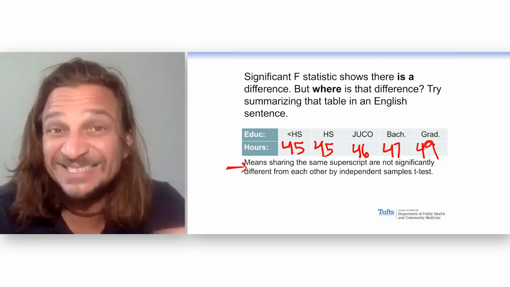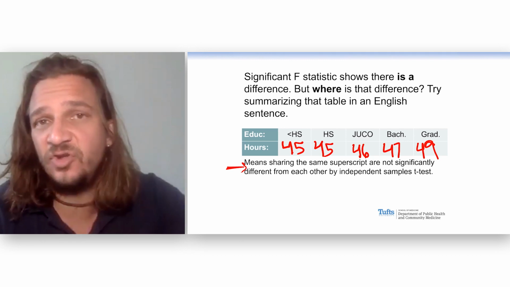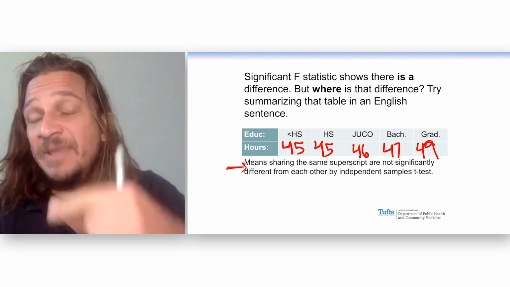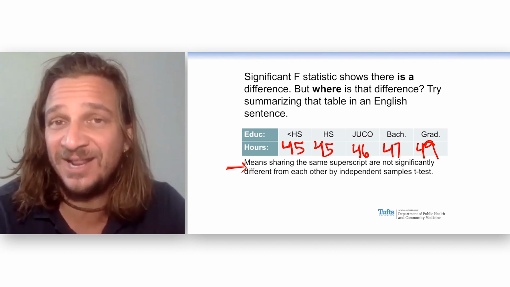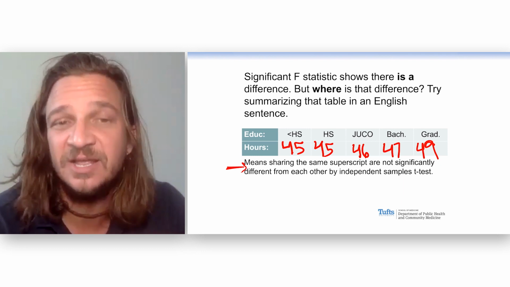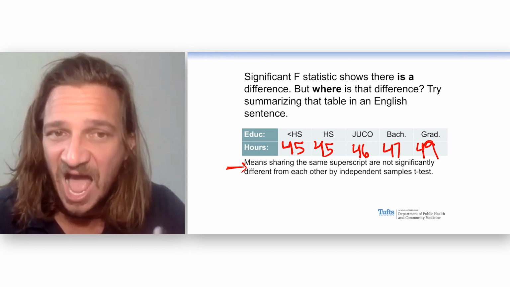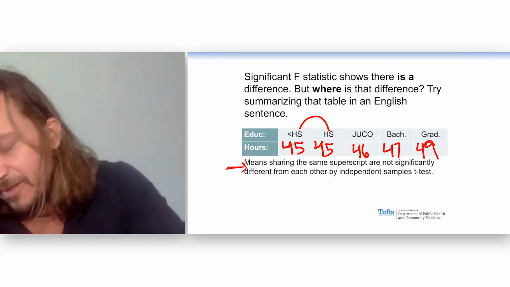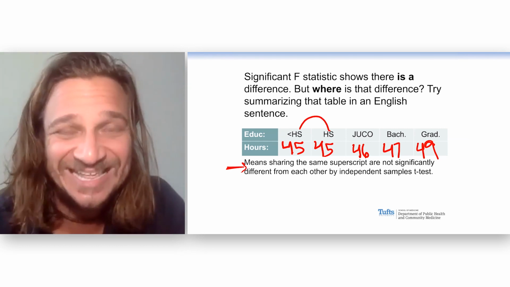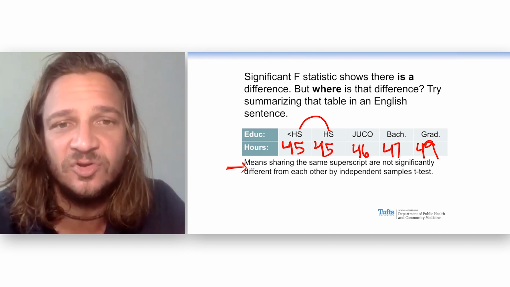what we're going to do is add symbols to these numbers. And if two of those numbers have the same symbol, it indicates I ran a t-test and they are not different. And I'll show you how this works. I'm going to go back a slide. Let's look at less than high school versus high school. Let's look at that t-test between those two groups.